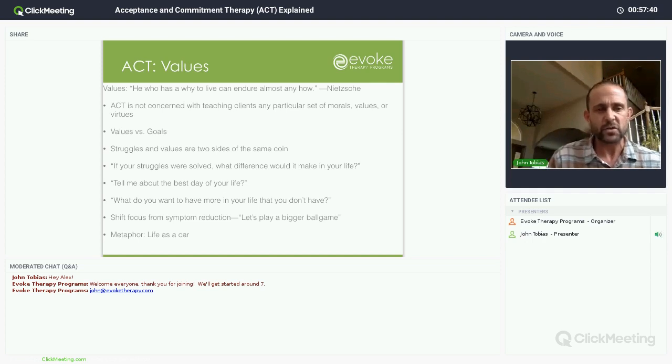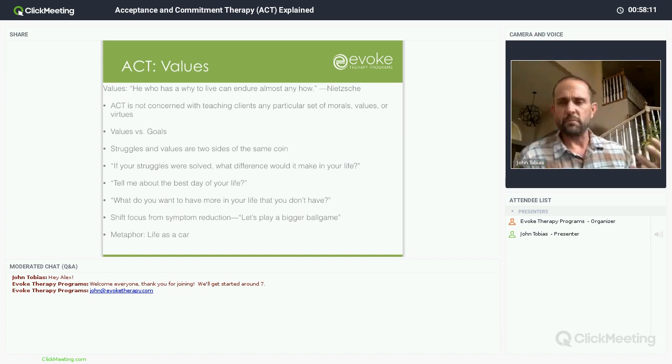So ACT is not concerned with teaching clients any particular set of morals, values, or virtues. And that's not unique to just ACT. Most good therapeutic modalities don't have a moral agenda that they're trying to impart. When I do ACT work, I very quickly with clients talk about the difference between goals and values. And I highlight the difference in a couple of ways.